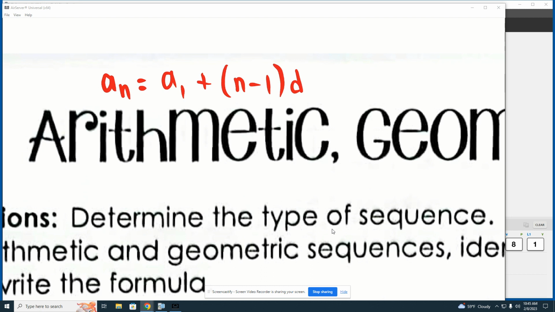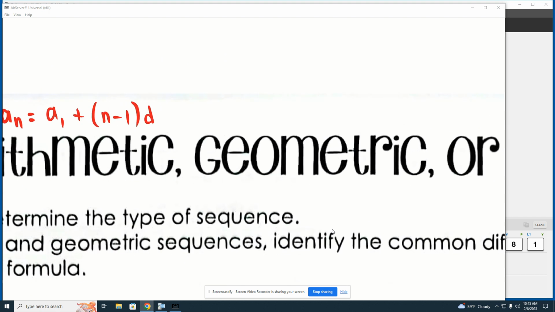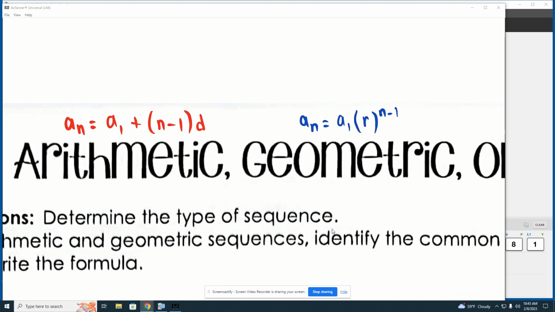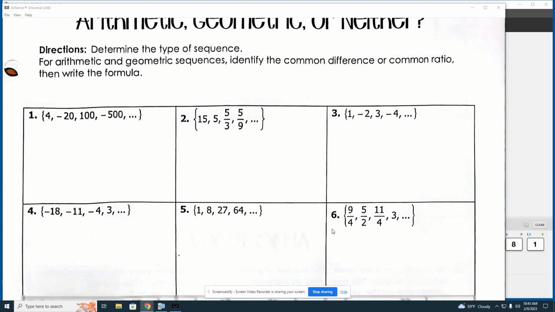Let's go ahead and get this on this paper. That way you know. We're using that if it's arithmetic. What do you use if it's geometric? A sub n equals A sub 1 times r raised to the n minus 1. There it is. Arithmetic, geometric, or of course if it's neither, you're not going to write an equation. You're going to say neither. Now, we're going to come back to this in just a minute.